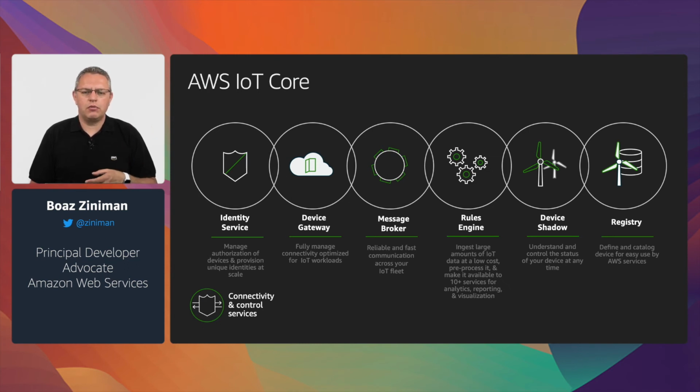It will be able to do some pre-processing before storing this information, for example. So in many cases, IoT networks can be really chatty and really noisy, and you don't need all of this information. So the rule engine will be able to take only the information that you actually need and want to store, and store it for you.